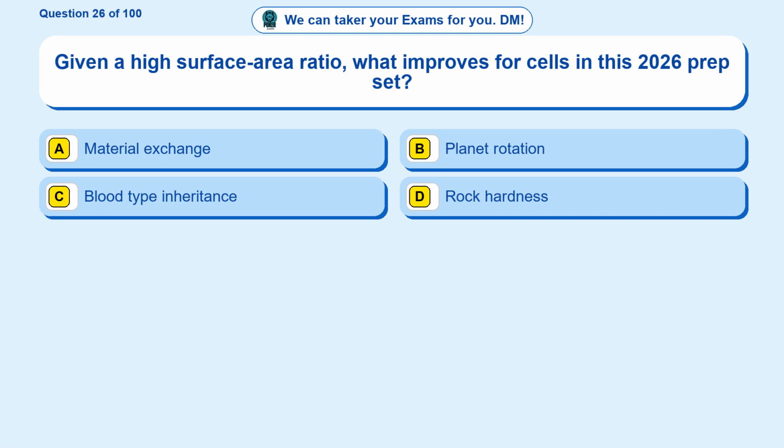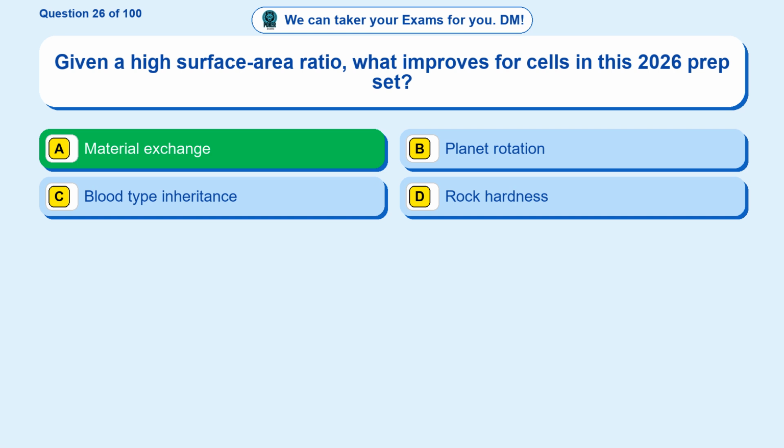Question 26. Given a high surface area ratio, what improves for cells in this 2026 PrEP set? Option A, material exchange. Option B, planet rotation. Option C, blood type inheritance. Option D, rock hardness. The correct answer is option A.